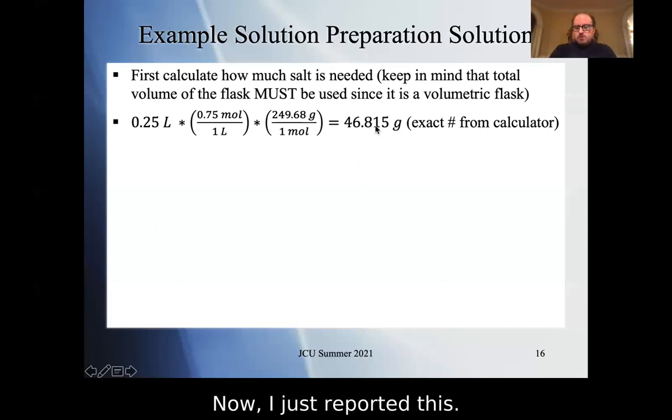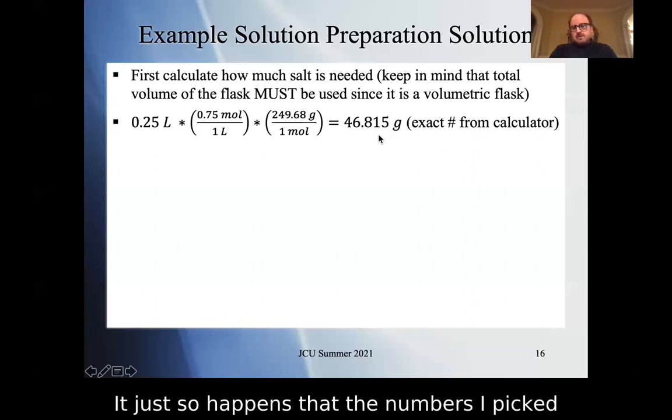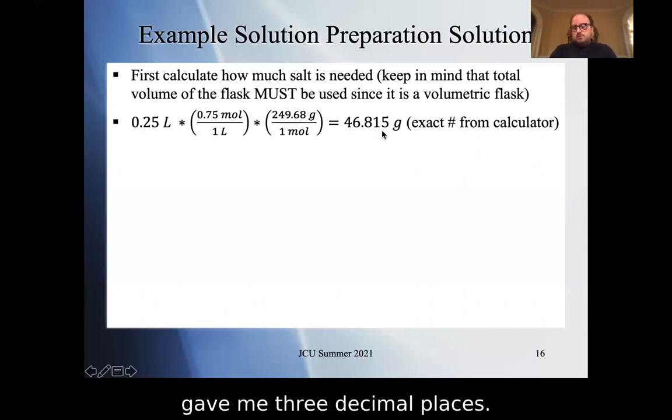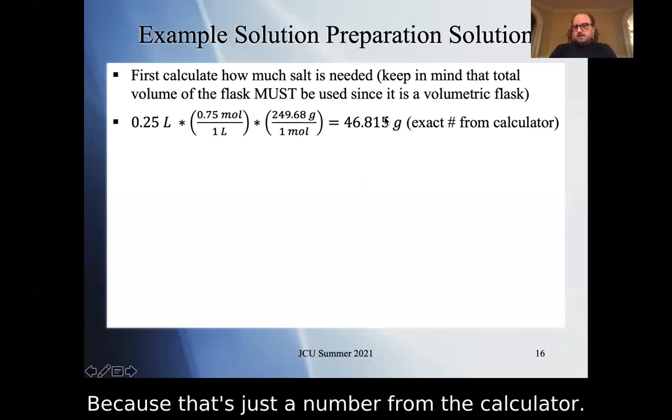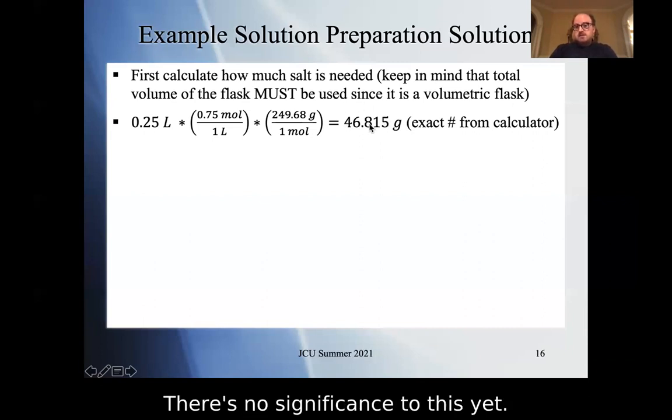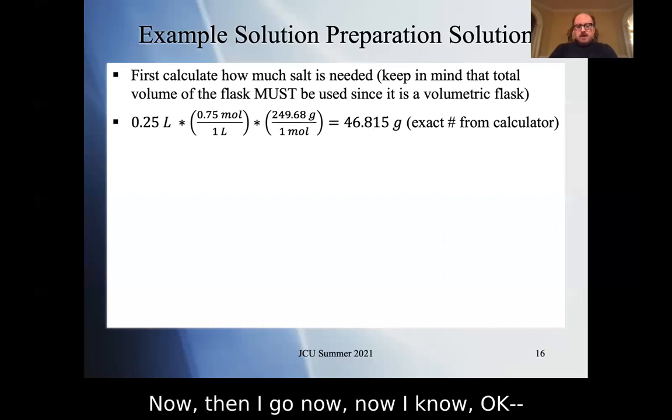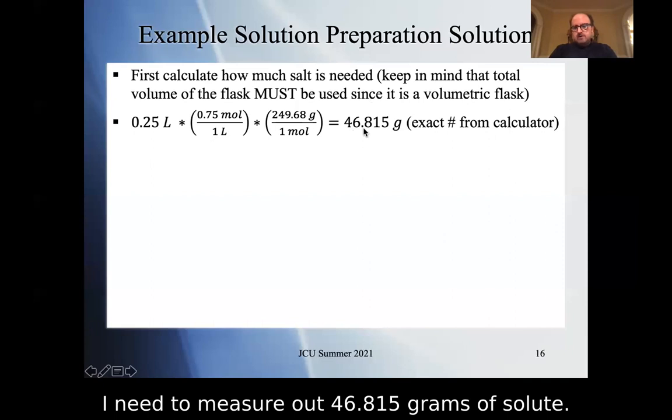Right now, I just reported this. It just so happens that the numbers I picked gave me 3 decimal places. But this is the exact number. So if there were any more decimals, I would have listed them here, because that's just a number from the calculator. There's no significance to this yet. Now I know, okay, I need 250 milliliters of solution. I need to measure out 46.815 grams of solute.